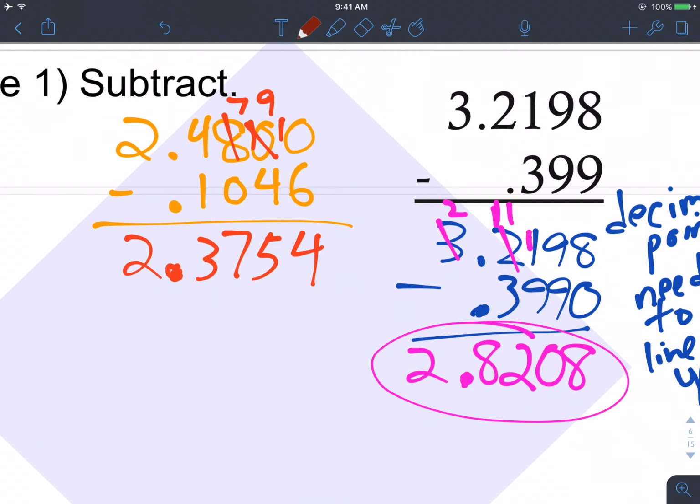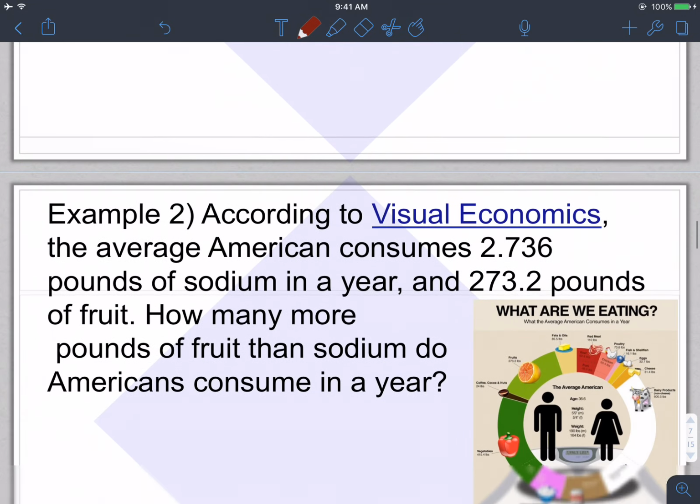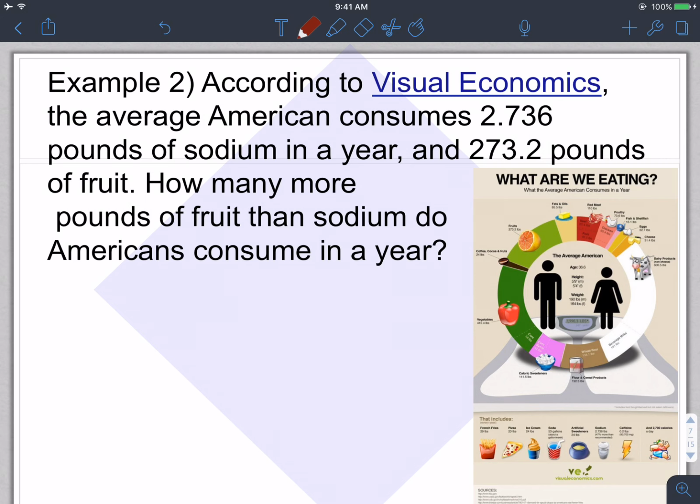And adding is the same thing. Okay? Adding and subtracting. They will give you some word problems in the homework.